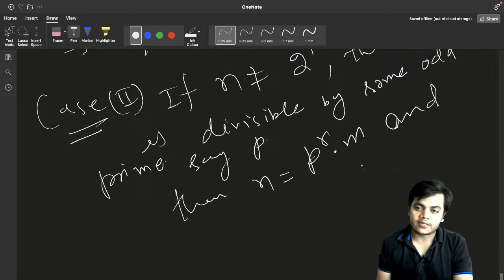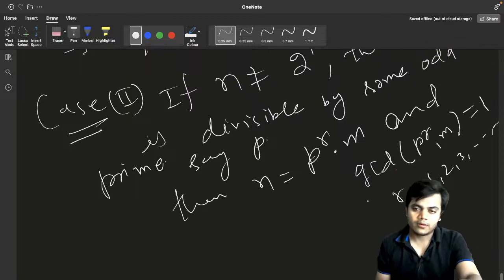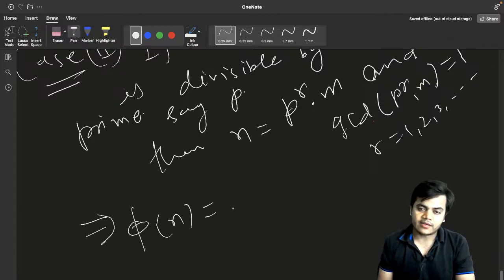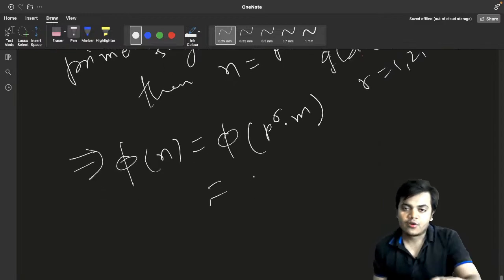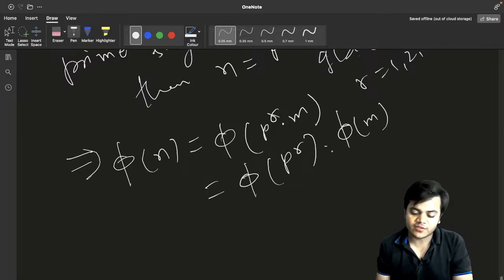And one more thing, the greatest common divisor of p raised to the power r and m will be what? Certainly 1. And this is true for r equal to 1, 2, 3 and so on. So here in this case, what the beautiful thing is going to happen? You cannot hesitate to say that phi of n can be written as phi of p raised to the power r into m. And by properties of Euler's Phi function, we can write it as phi of p raised to the power r into phi of m.